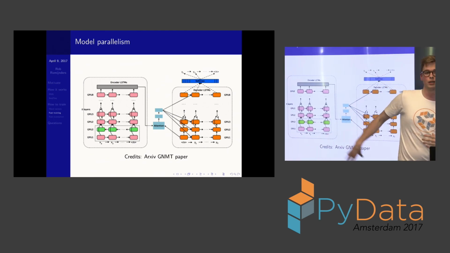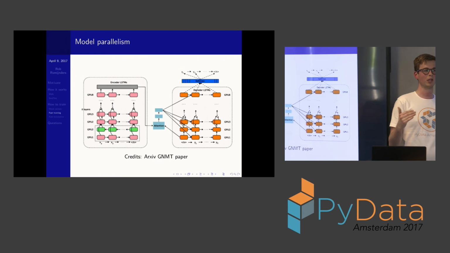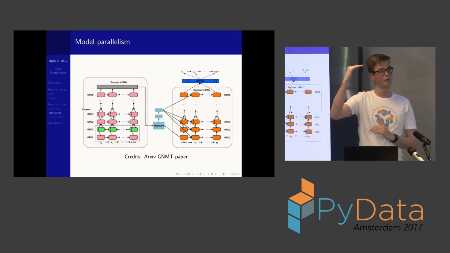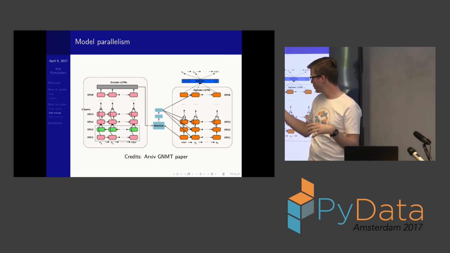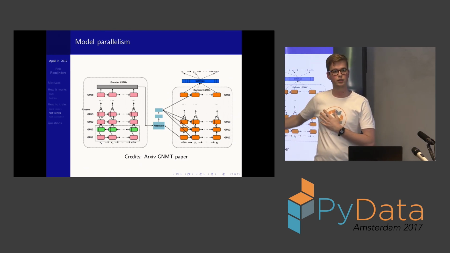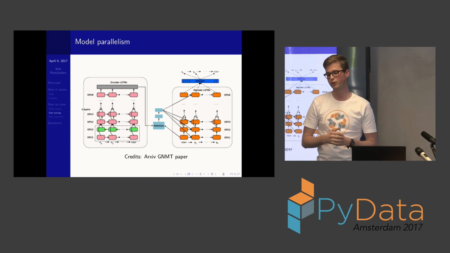We are doing deep learning in here, so we can stack this recurrent neural net to any arbitrary depth. We can also parallelize that. Let's say we have a recurrent neural net of 8 layers. Google Translate used 8 layers of recurrent neural nets.